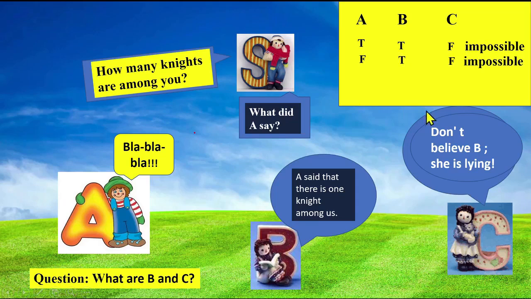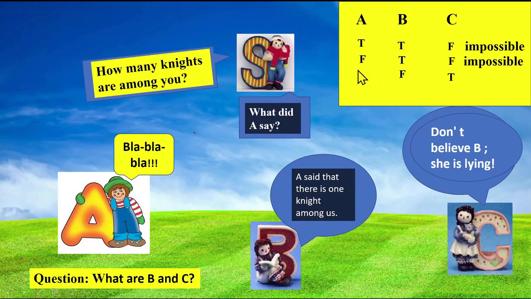Now we will make an assumption that C is a knight. So this statement is correct. B is knave, and the statement of B is incorrect. It means that A said that there is not one knight among us. Not one means that there is 0, 2, or 3 knights.